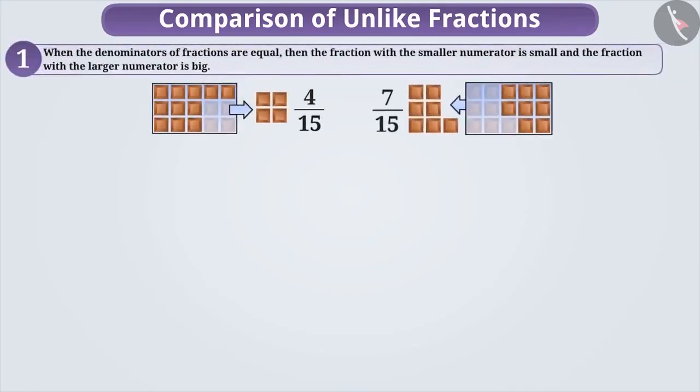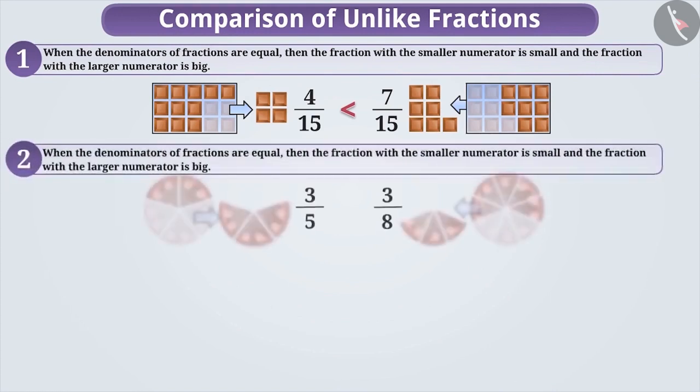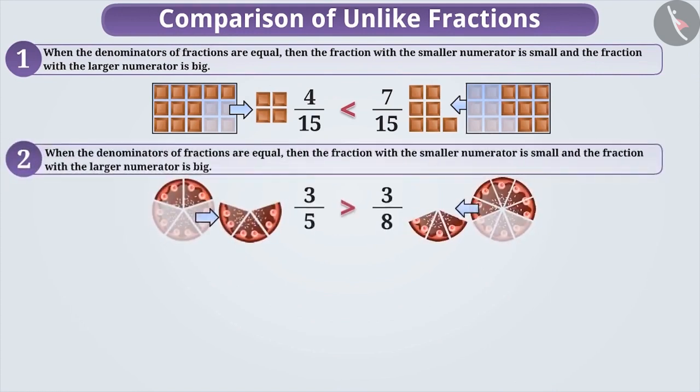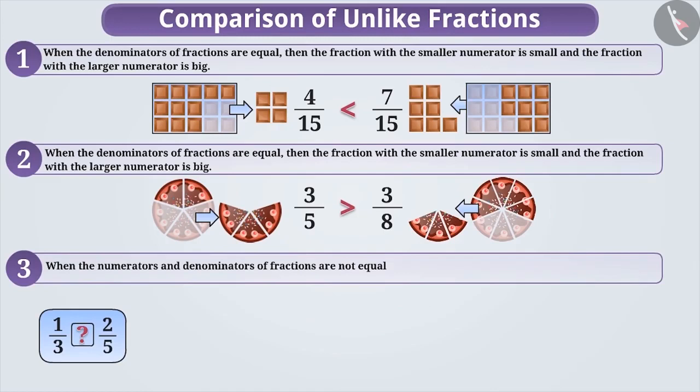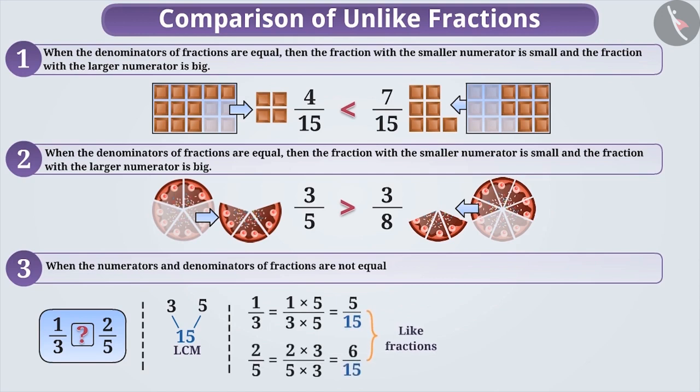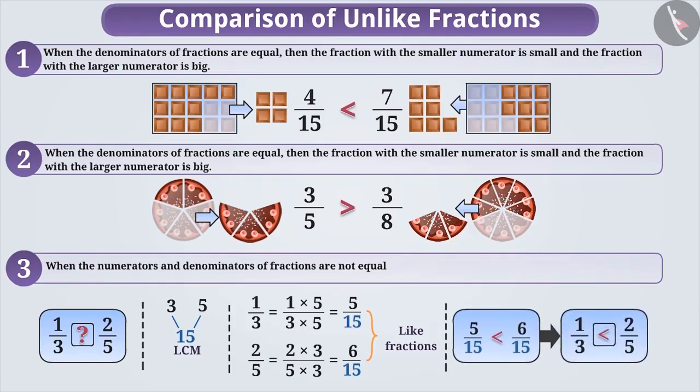Thus, we can say that when the denominators of fractions are equal, then the fraction with the smaller numerator is small and the fraction with the larger numerator is big. When the numerators of fractions are equal, then the fraction with the smaller denominator is big and the fraction with the bigger denominator is small. When the numerators and denominators of fractions are not equal, then take the LCM of the denominators, convert the fraction into equivalent fractions, thus making denominators equal, and compare their numerators.